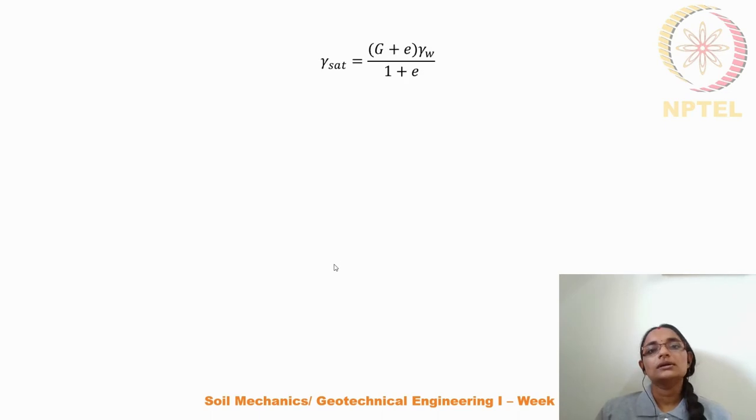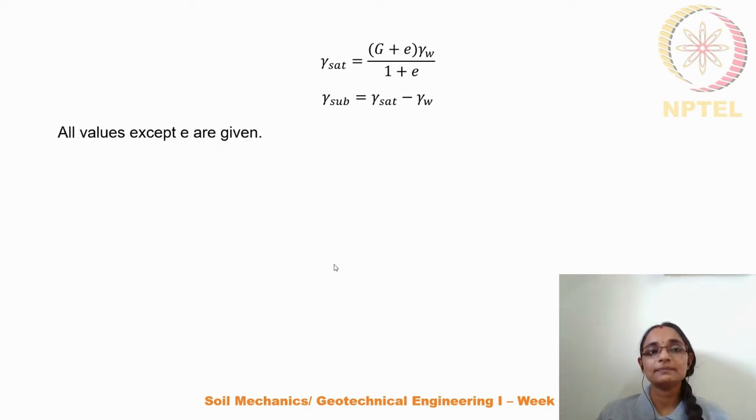Alright, now saturated unit weight gamma sat is equal to (G plus E) into gamma W by 1 plus E. Then the last one, gamma submerged, is equal to gamma saturated minus unit weight of water. So, when we look into these 4 equations, the only unknown here is void ratio. All the other terms, that is specific gravity, water content, unit weight of water, all these values are given. So, all the values except E are given.